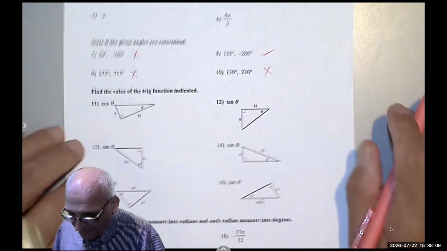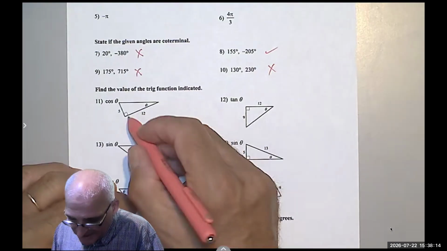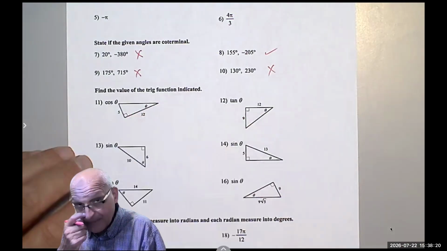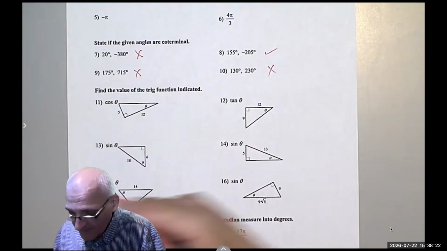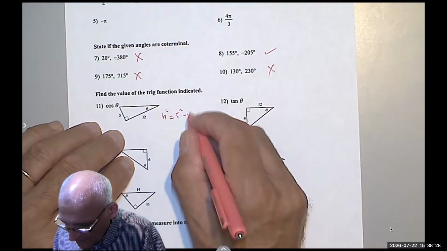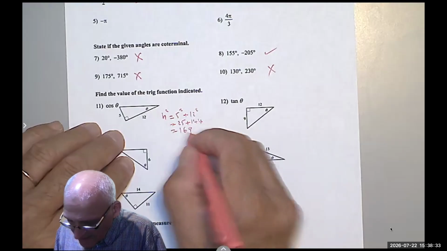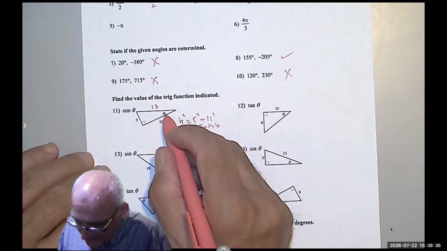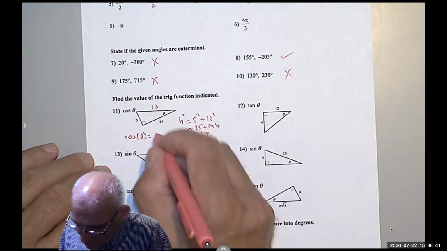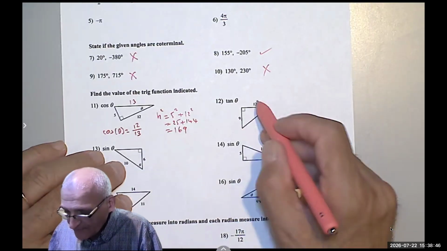Now, they want you to calculate cosine theta. Cosine is adjacent over hypotenuse, but I don't know the hypotenuse. I know that if I have a right triangle, I can use the Pythagorean theorem and say the hypotenuse, let me call it h. h square is 5 square plus 12 square, equals 25 plus 144, equals 169. So this is 13. So the cosine of theta is adjacent over hypotenuse. Cosine theta equals 12 over 13. 9, 12. So this is 15.